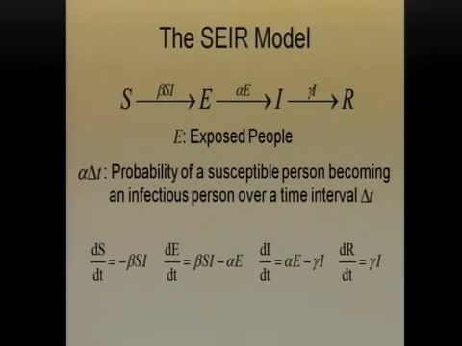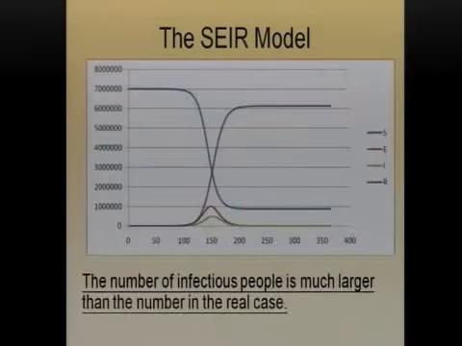Now we develop the model into SEIR model. One more group of people, exposed people E, is introduced. The definition of alpha delta T is shown. And then we have 4 differential equations. We use numerical simulation again to generate the graph. From the graph, the number of infectious people is much greater than the actual number.